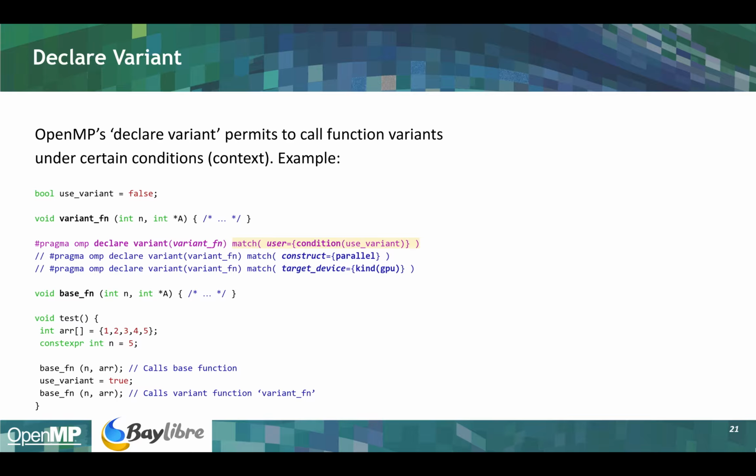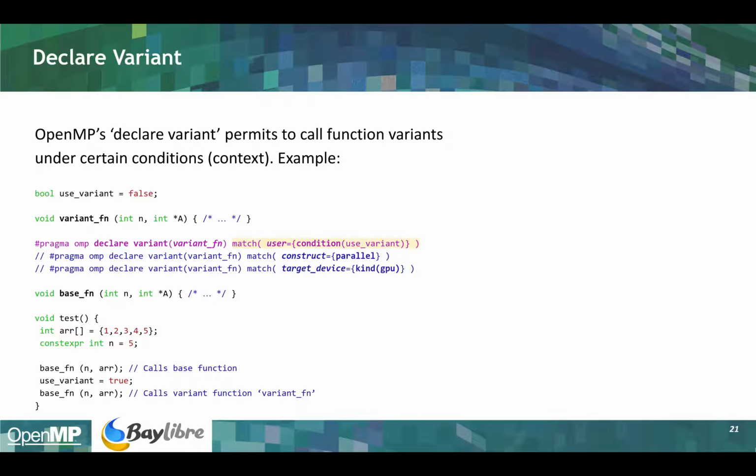and otherwise one just defines it, and then immediately before the base function one puts the OpenMP declare variant, which puts the name of the variant function. There can be multiple variants, and then a condition, which OpenMP calls a context selector. The example I use here is a global variable as the condition. If you look at the example at the bottom, base function calls the base function because the global variable is false. If I set it to true, with the same call, then under the hood the variant function is called.